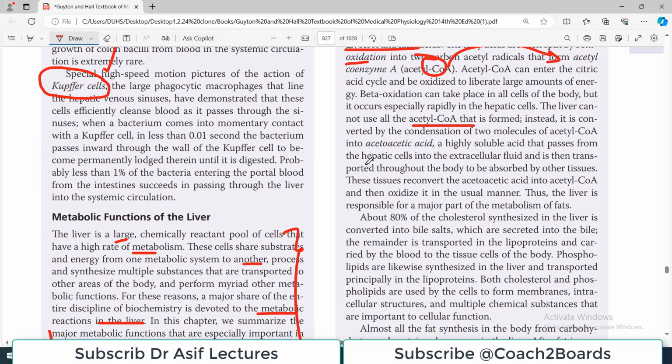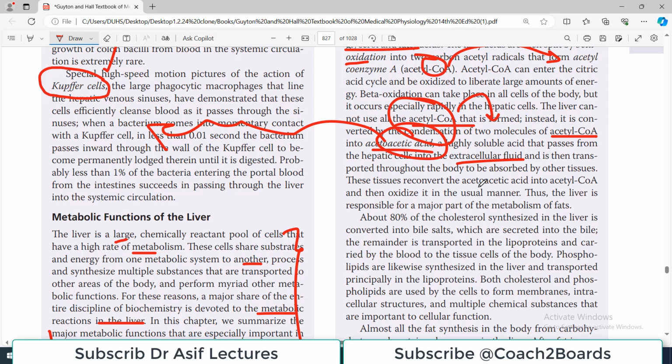Instead, it is converted by a condensation of two molecules of acetyl-CoA into acetoacetic acid, a highly soluble acid that passes from the hepatic cells into the ECF, and then it is transported through the body to be absorbed by other tissues. So the liver is not only producing acetyl-CoA that it can use for energy, but it is also generating acetoacetic acid, which gets out in the blood, and other tissues can use it as a source of energy.